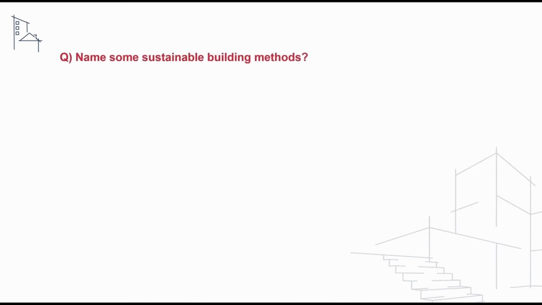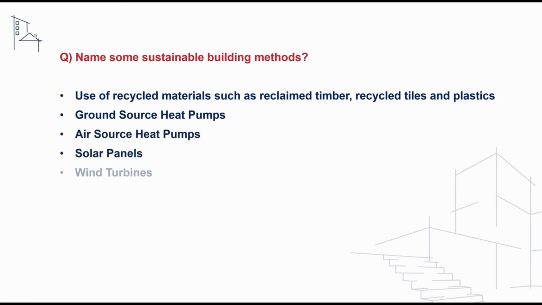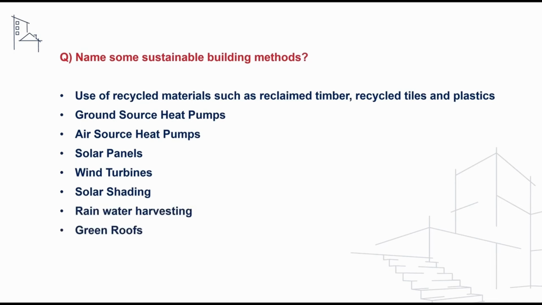The next question we'll take a look at is checking our understanding of sustainable building methods that are available. To address this, we could make reference to use of recycled materials such as reclaimed timber, recycled tiles and plastics, the use of ground source heat pumps and air source heat pumps, the use of solar panels, wind turbines, solar shading to prevent solar gain, rainwater harvesting, green roofs, and automated building systems, for example lighting sensors.